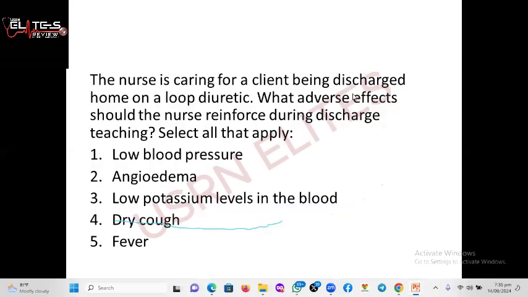Then the next: caring for clients being discharged home with loop diuretics, what adverse effects should the nurse reinforce during teaching? Low blood pressure, angioedema, low potassium levels, dry cough, fever, and all those things. Okay, it's SATA, select all that apply. People are going for 1 and 3. One is low blood pressure, and 3 is low potassium. Okay.